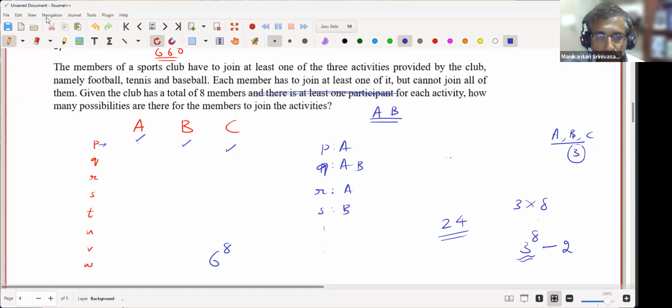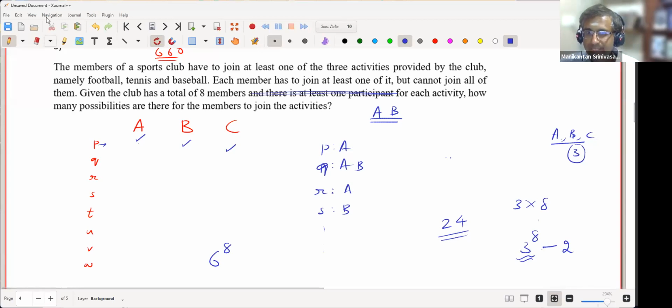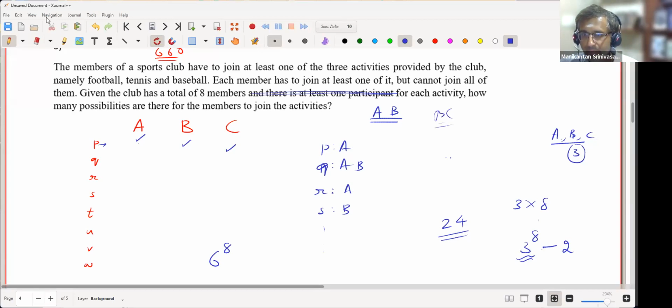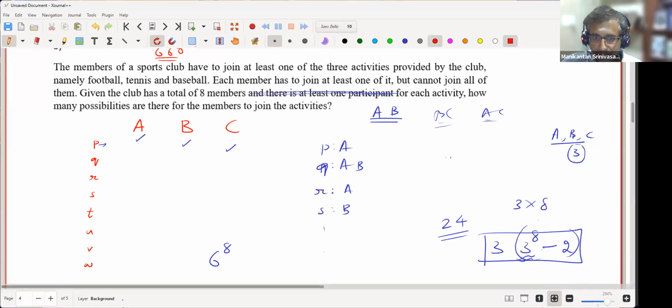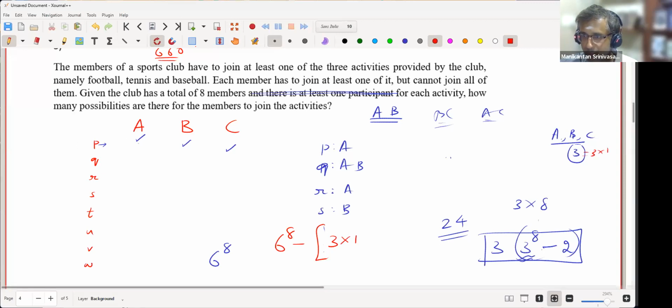Similarly for BC combination, similarly for AC combination. So I'll just take this number and multiply by 3. So finally, what am I saying? From the 6 power 8, I'm subtracting 2 numbers. 3 is one number, or rather 3 times 1. This is the 3 times 1. And then 3 times 3 power 8 minus 2.